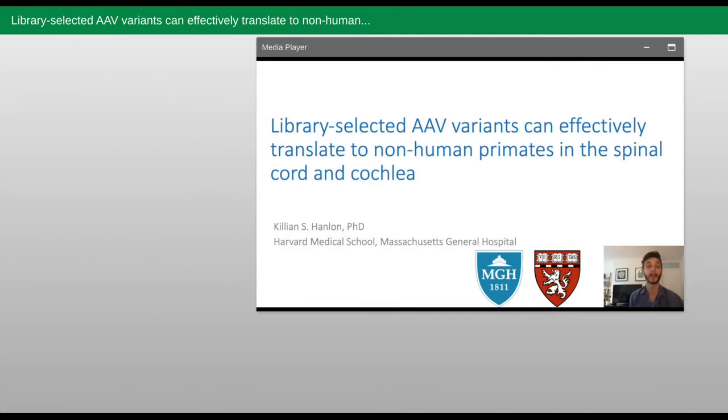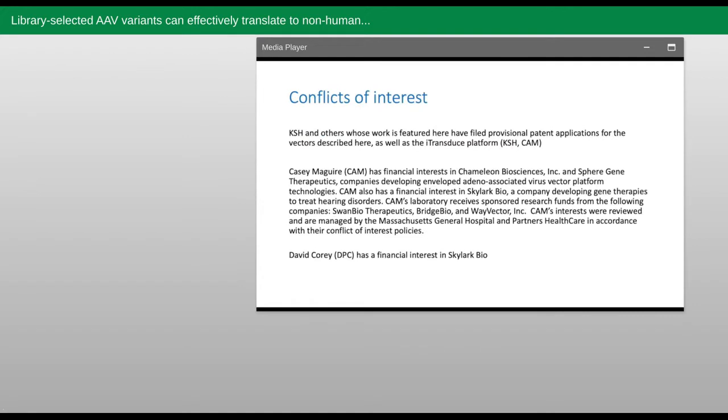So today I'm going to talk to you about some AAV variants we've created and how we've translated them, how we've taken them from the mouse to the macaque in the context of the spinal cord and the inner ear. So first off, these are just my disclosures for this talk.